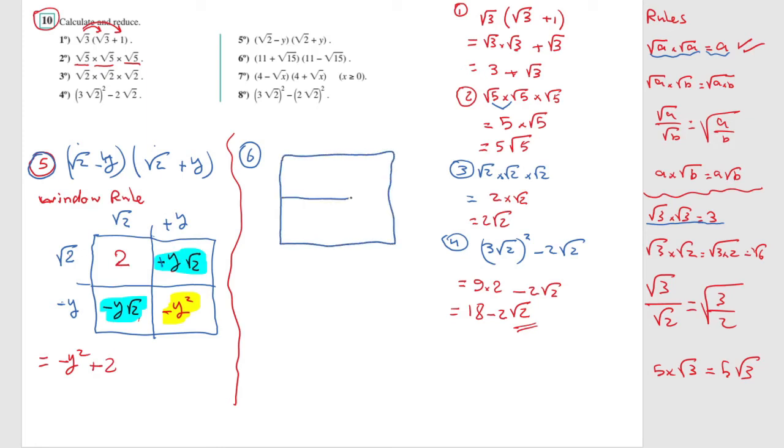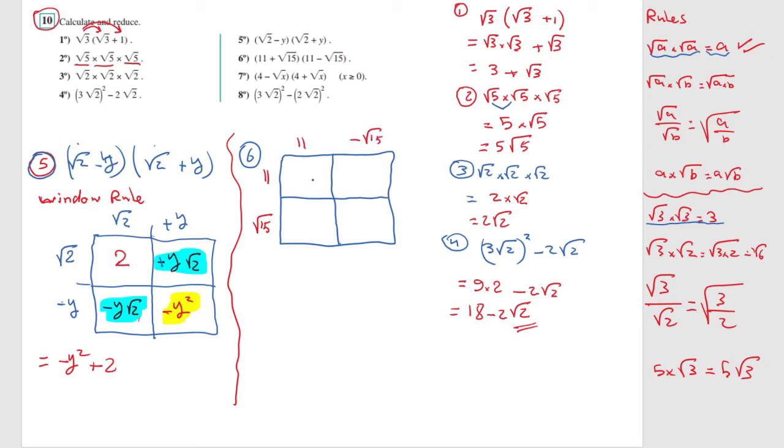Okay, this is called the window rule, and I'll do it like that. I write here 11, so 11 radical 15, and here 11 and minus radical 15. Let me make sure that I copy well. Yes, it's okay. So let me start.